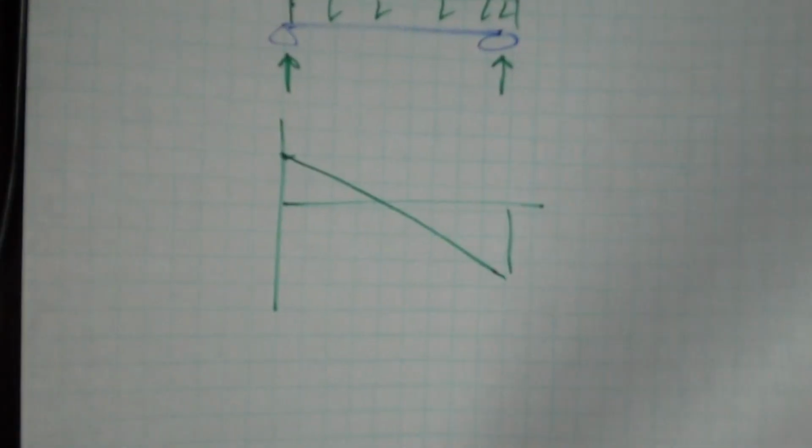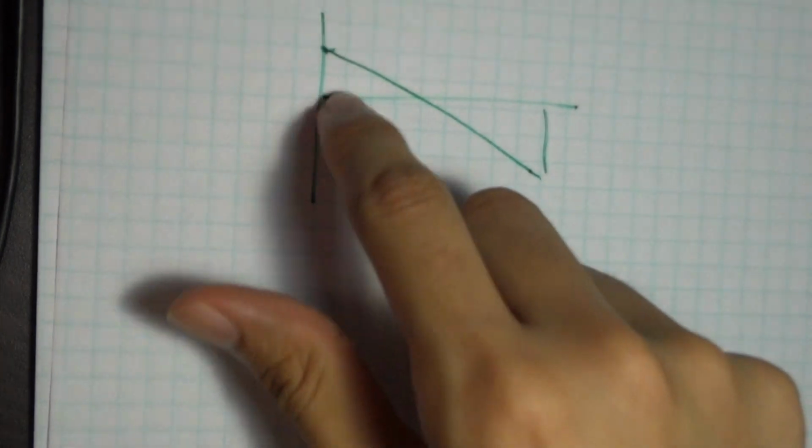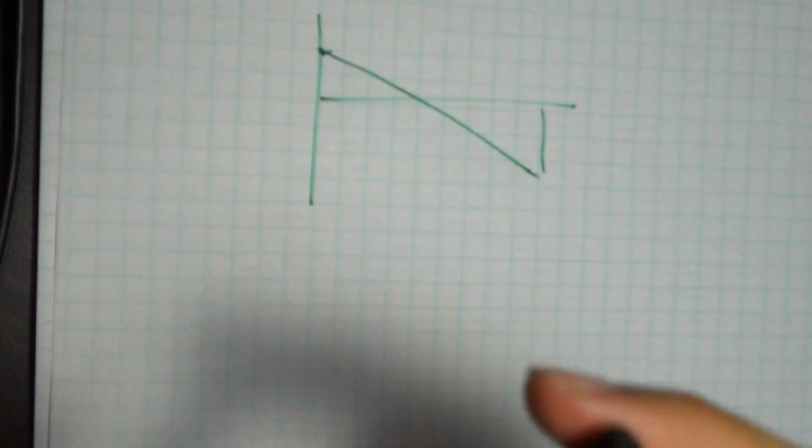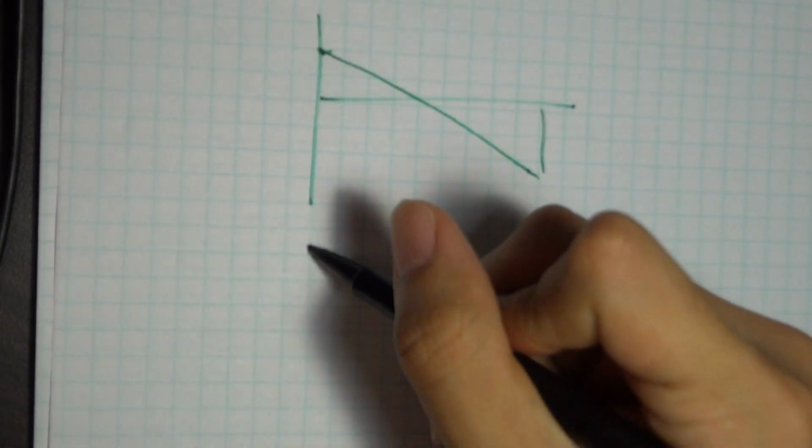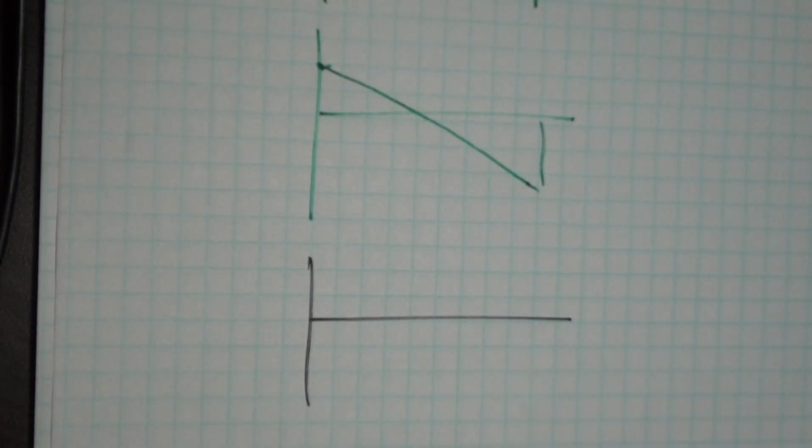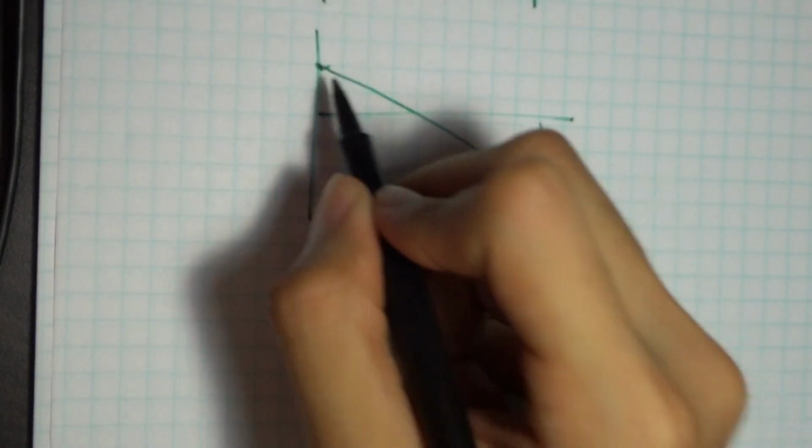Now let's do one case with a camel. Let's look at some moment diagrams. The value of my shear diagram is the slope of my moment diagram. What does that mean? That means that if I draw the moment diagram, I should have a steep slope at the very beginning.